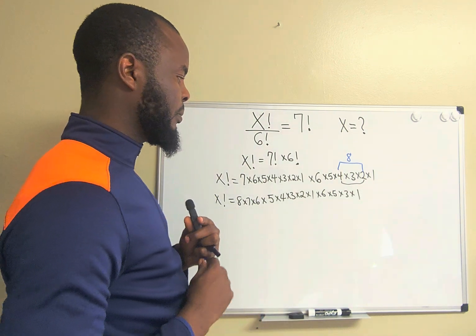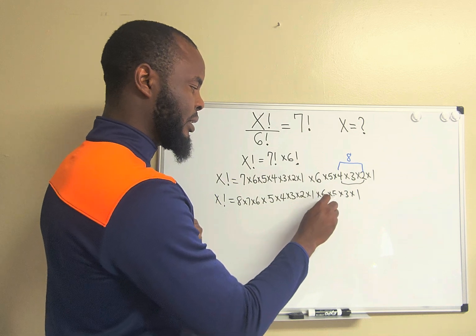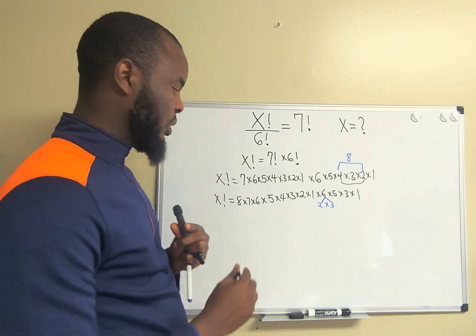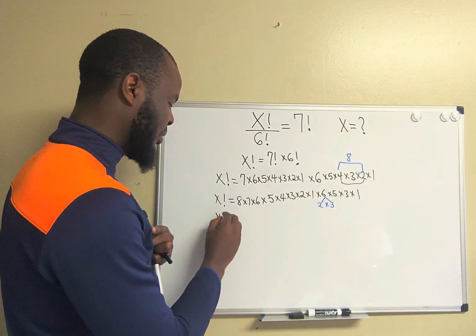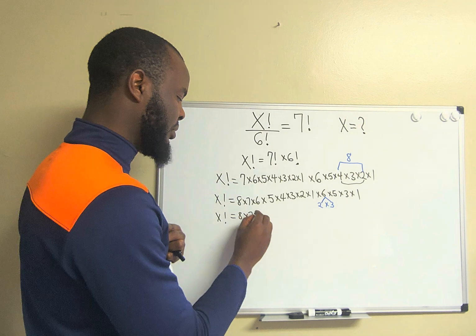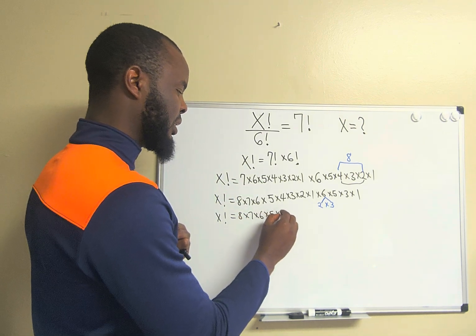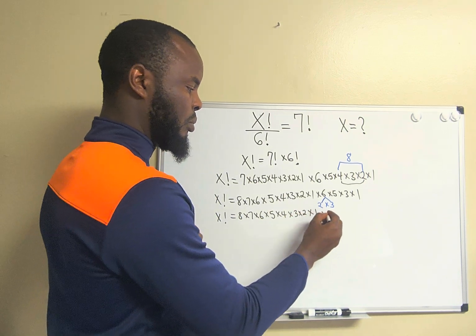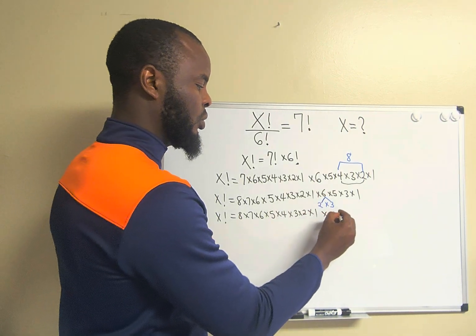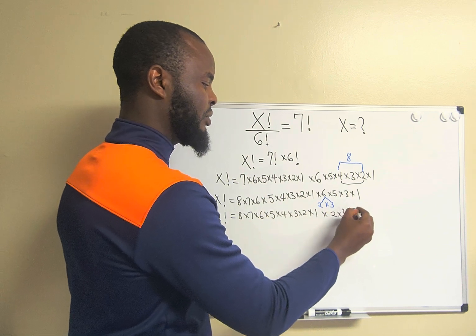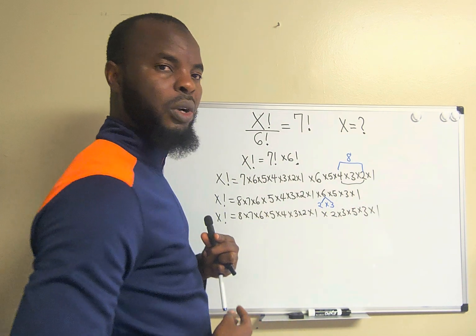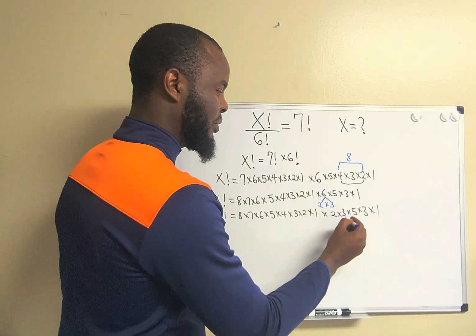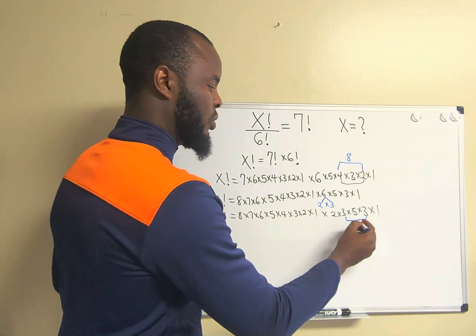And from here also, I can split 6 as 2 multiplied by 3. So here I'm going to have my x factorial as 8 times 7 times 6 times 5 times 4 times 3 times 2 times 1, multiplied by 6 written as 2 times 3 times 5 times 3 times 1. From this, I have 3 multiplied by 3, which gives 9.